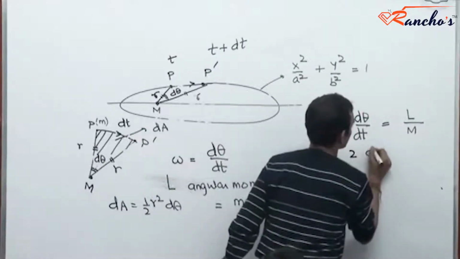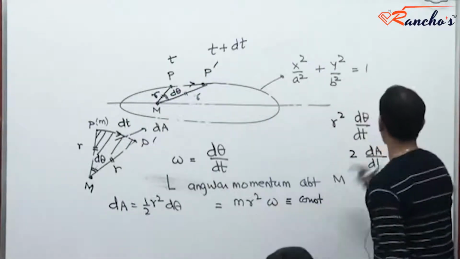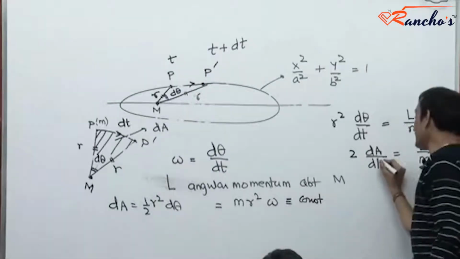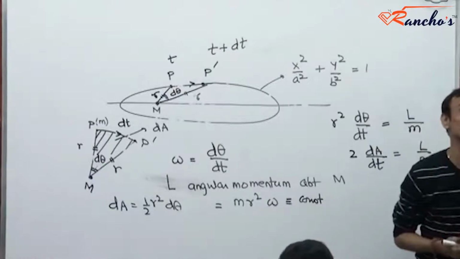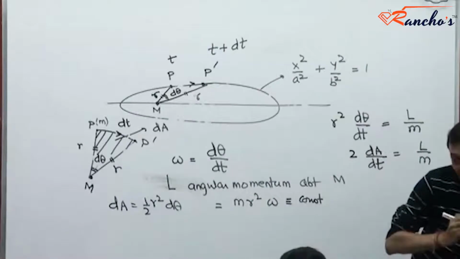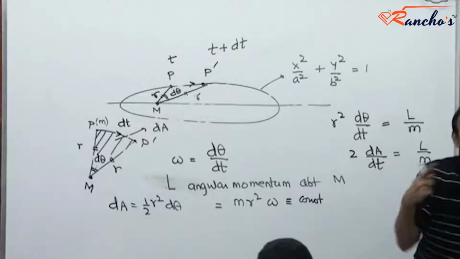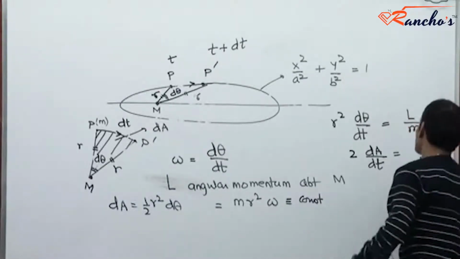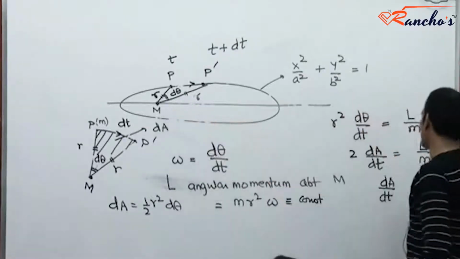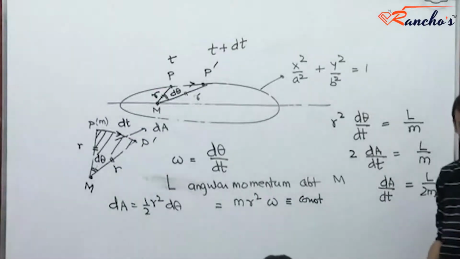So we have 2 times dA dt. This is small m, by the way. This is L by small m. 2 times dA dt is L by small m, where dA dt is the rate at which area is described about the focus, the rate of description of the area. So that means dA dt, the rate at which area is described about one of the foci, is L by 2m, which is a constant, right?